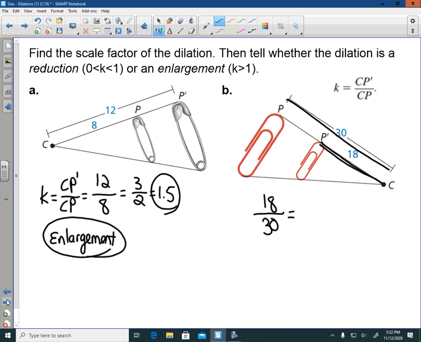Now notice that that top number is smaller than the bottom number. So this is a number between 0 and 1 if we just know about that. But when we plug it into a calculator, 18 divided by 30, enter, what we get is 0.6. This is the same as 6/10. This is a number somewhere between 0 and 1, and so this is a reduction. Anytime you calculate your scale factor and you get a number between 0 and 1, it's a reduction. These objects get smaller.